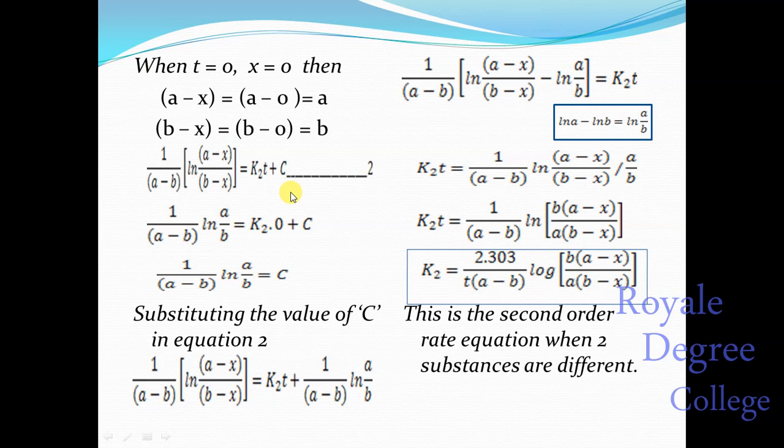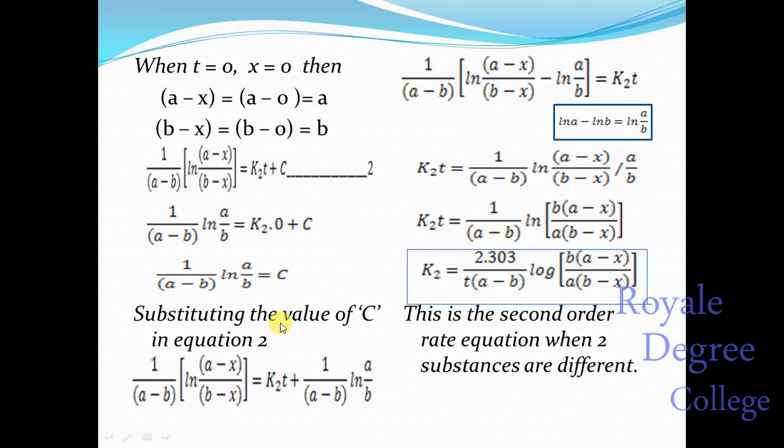1 by a minus b ln a minus x by b minus x is equal to k2t plus c. In that we are substituting the values. That is, a minus x value is a, and b minus x value is b, that we are writing. And the value of t is what? Here t is considered as 0. So k2 into 0 will become 0 only. What will remain? That we can see in our next step. 1 by a minus b ln a by b is equal to c.